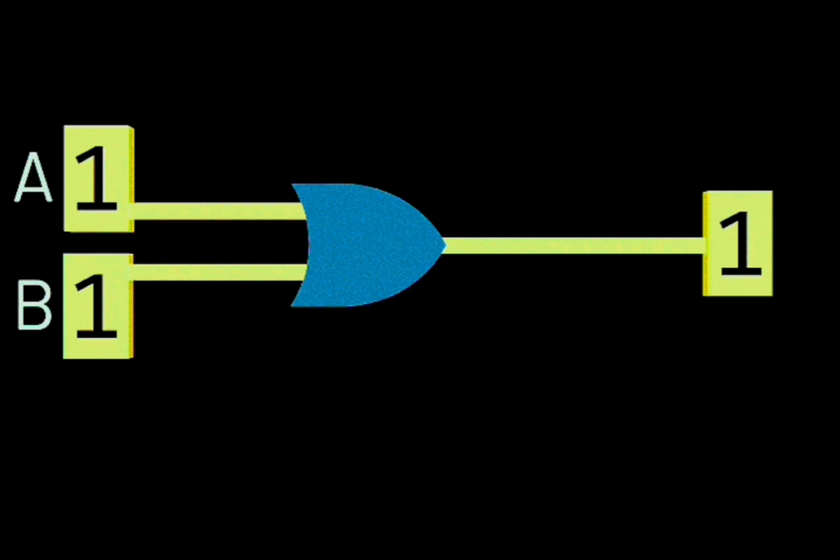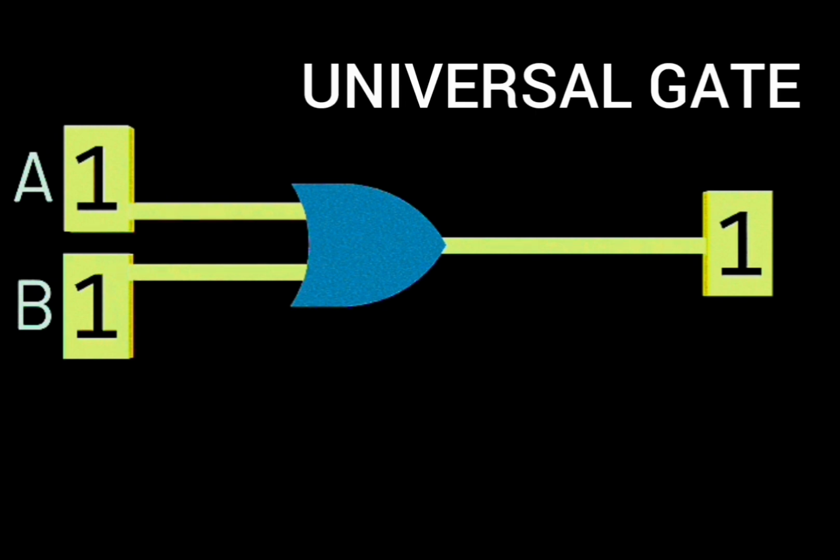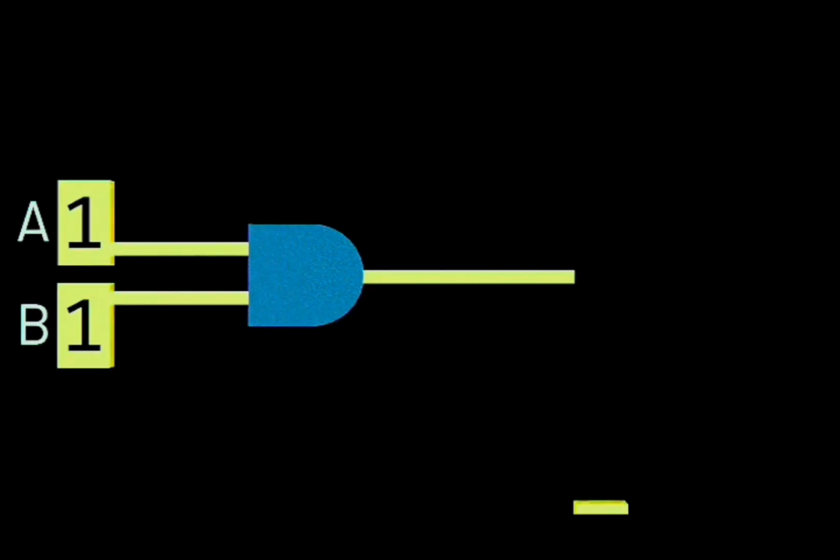Next we look forward to our universal gates. Why is it called a universal gate? Because by using these gates we can implement different gates. First we study the NAND gate.